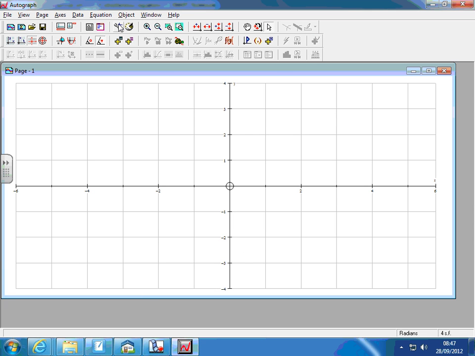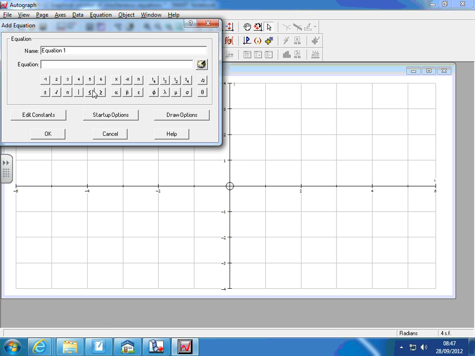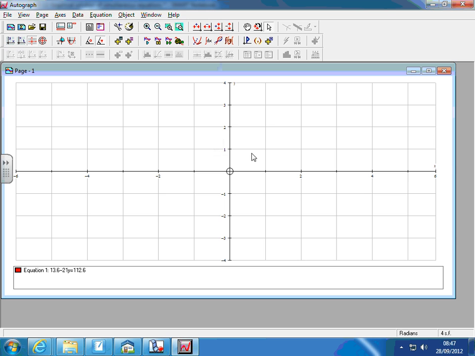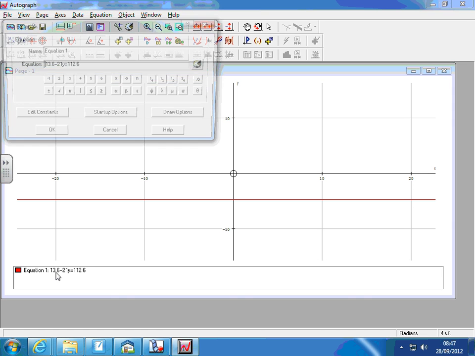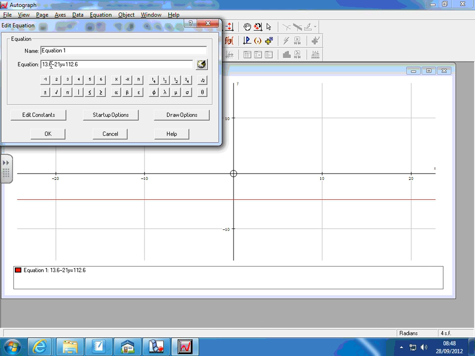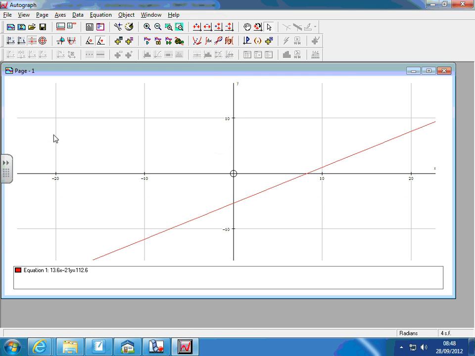See if I can remember that. It's highly unlikely. 13.6x. What's the next one? Minus 21y equals 112.6. Okay, and we get the graph. Now, of course, you're familiar with Autograph. If it's not there, we need to zoom out. So zoom out, and eventually we should see the line, and there it is. Ah, look at that. I left off the x, didn't I? So that's why we got just a straight line, because x is not in there. Okay. There we go, that's better.